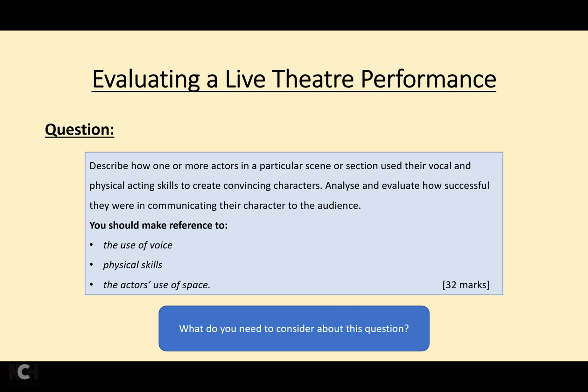So, describe how one or more actors in a particular scene or section use their vocal and physical acting skills to create convincing characters. Analyse and evaluate how successful they were in communicating their character to the audience. You should make reference to the use of voice, physical skills, the actor's use of space.